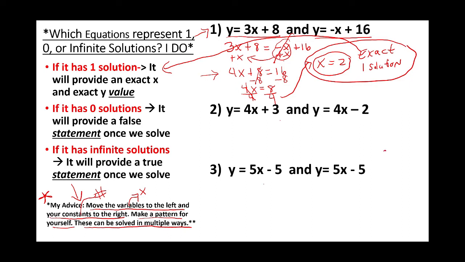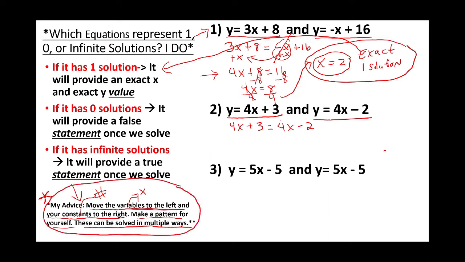All right, so let's look at number 2. So I have y equals 4x plus 3 and y equals 4x minus 2. I'm going to set them equal to each other. Okay, I'm going to continue whatever pattern that I made for how I want to solve it, because once you have a pattern in a routine, it will make it so much easier for you. But again, my advice, move the variables to the left and your constants to the right.